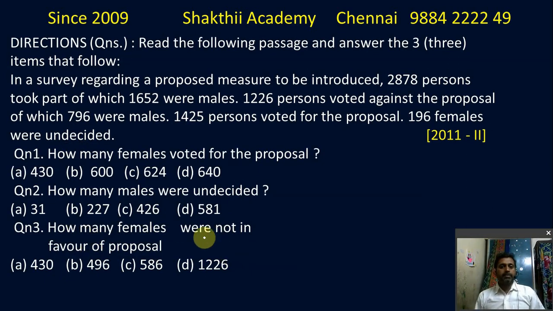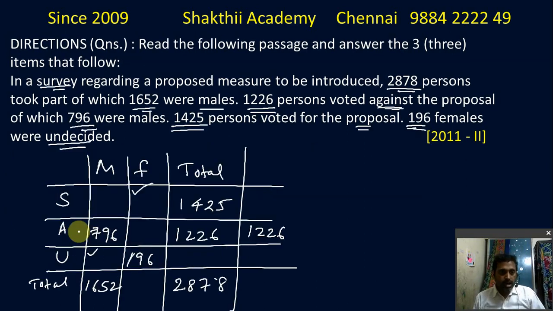Third, how many female were not in favor of the proposal? Not in favor means they are against the proposal. How many female are against the proposal? So this part. So we need to calculate these areas, this and this. When I calculate these parts, I will have answered the question.